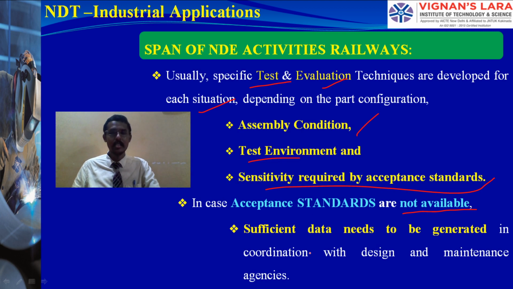So in such conditions, sufficient data needs to be generated and multiple inspections done, in coordination with the design and maintenance agencies. The maintenance agency will understand how much it can survive, what the lifetime is, what the chances of defect occurrence are, and what type of heat involvement there will be. With respect to such multiple scenarios, these standards are fixed and inspections are made continuously with that.